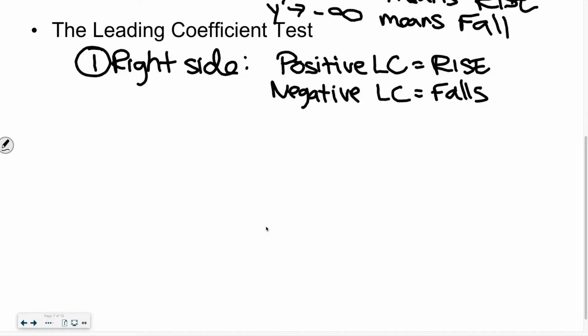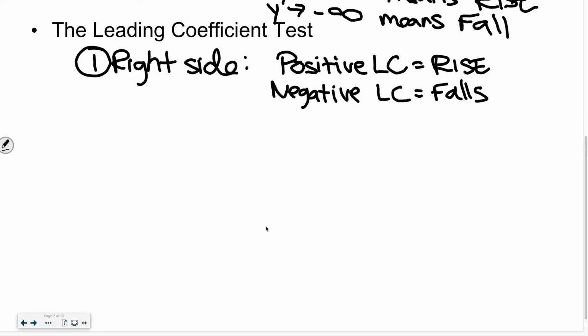Where's the leading coefficient? In a polynomial, what's the leading coefficient? I want the highest degree. The coefficient in front of the term with the highest degree, right? So normally if we're in standard form, it's going to be where in your polynomial? At the very beginning. So as long as it's in standard form, is it f of x equals a positive? Then the right side goes up. If it's f of x equals a negative, then the right side goes down, as long as it's in standard form first.